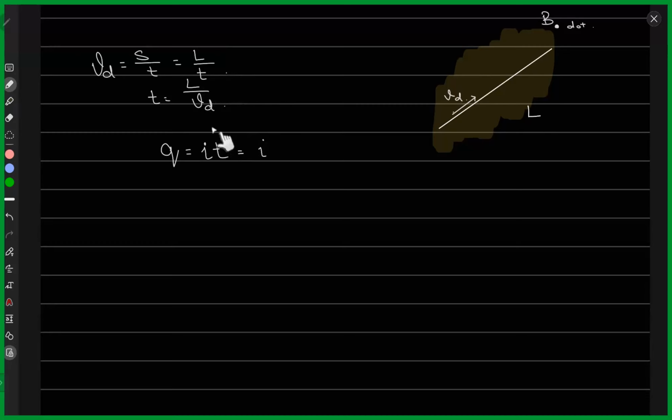So I'll replace that T in this equation, and this becomes I times L by Vd. This would be the net charge that would pass in this time T through the entire length. So now we know how fast the charge is moving, how much time it takes to cover the entire length, and what the net charge is that moves through the entire length of the wire.